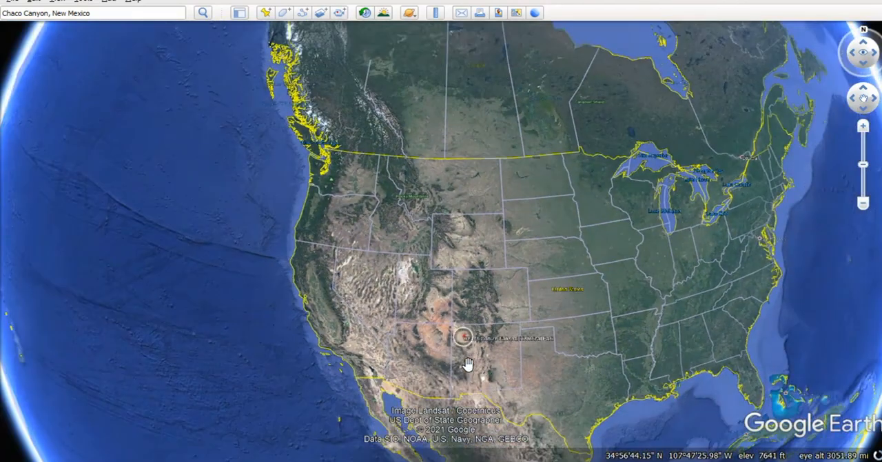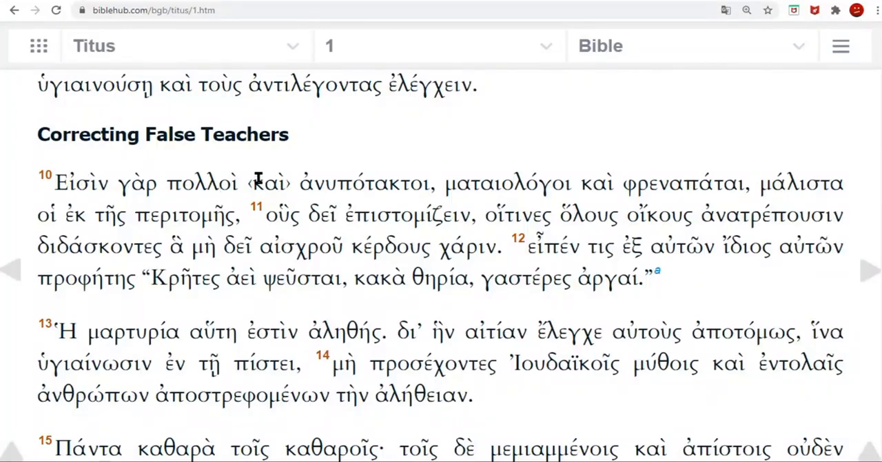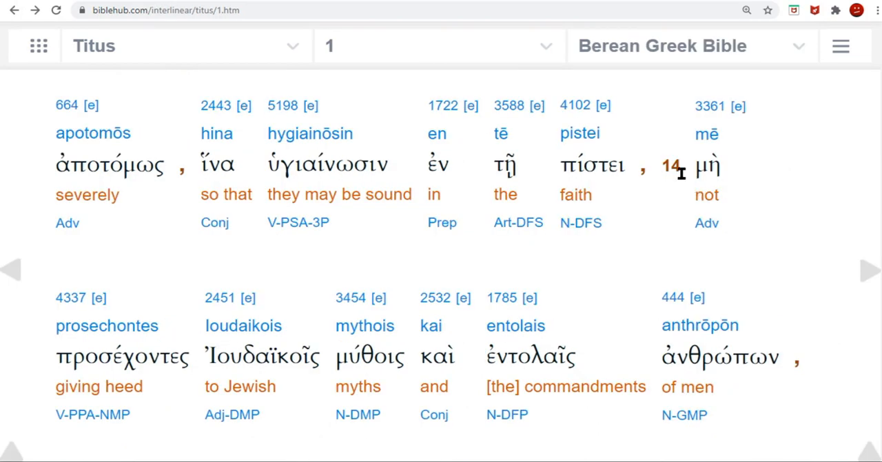And so I'm believing that, you know, Mu was here in America, in North America. So I was finishing up that last paragraph in 1 Timothy 5, and I was trying to nail down all those words, and it caused me to come over here to Titus 1. I was reading it last night, in this paragraph called Correcting False Teachers. And these last six or seven lines, line 14 is, you know, mē, much.